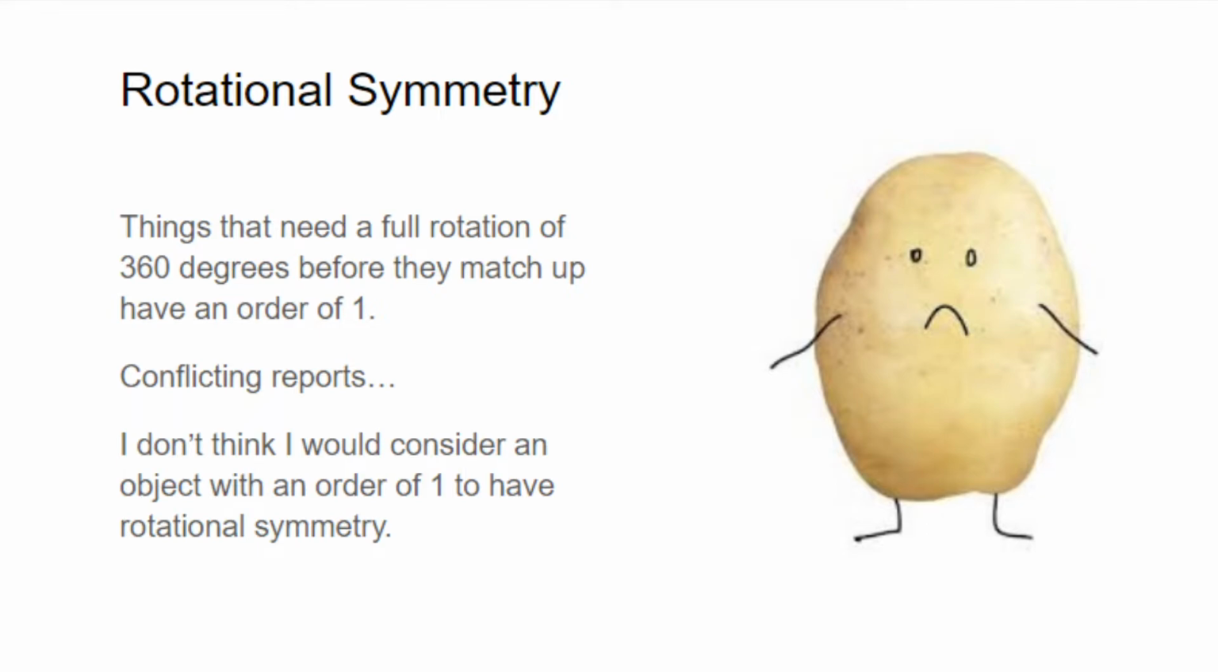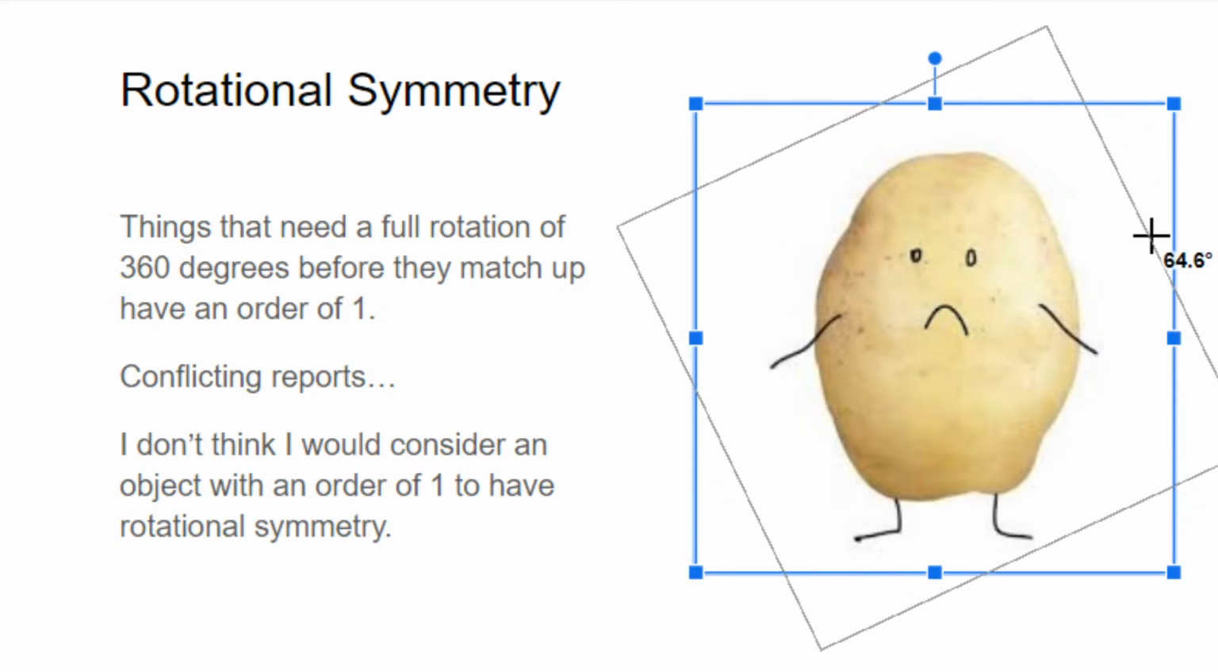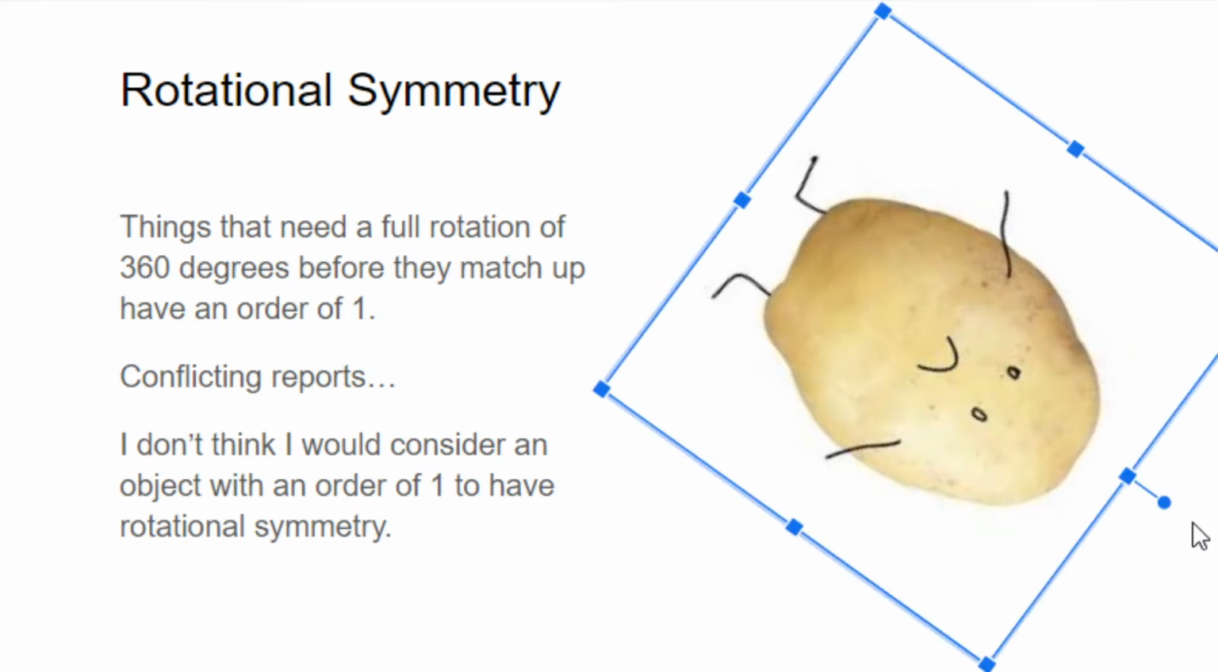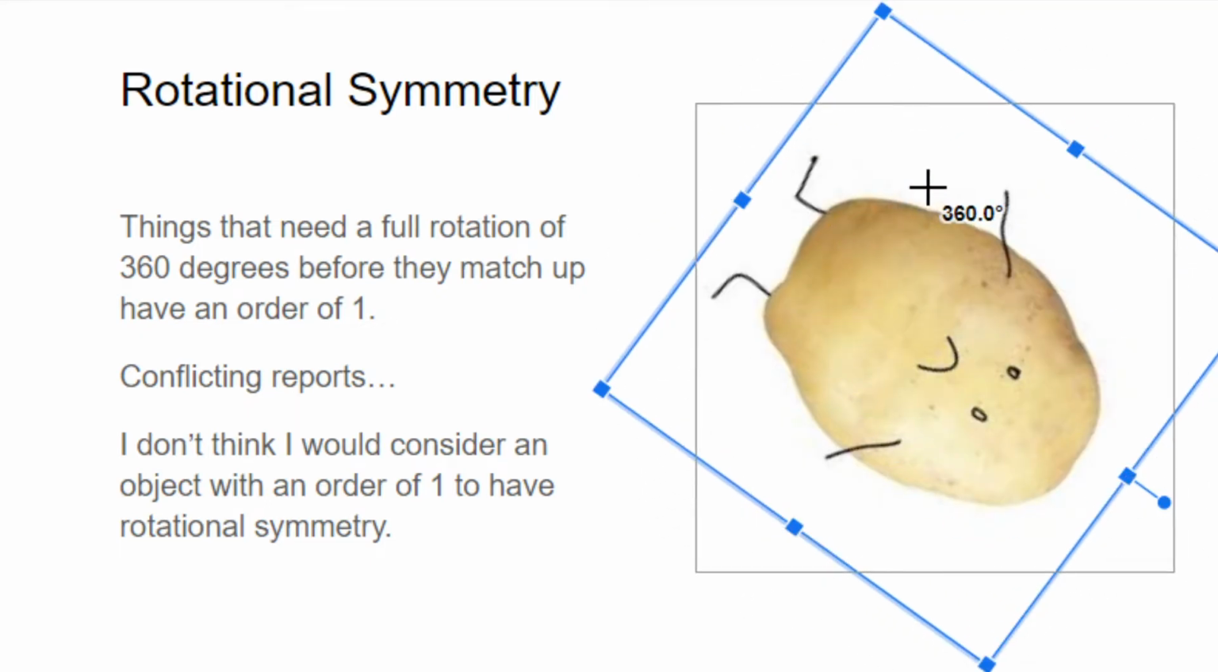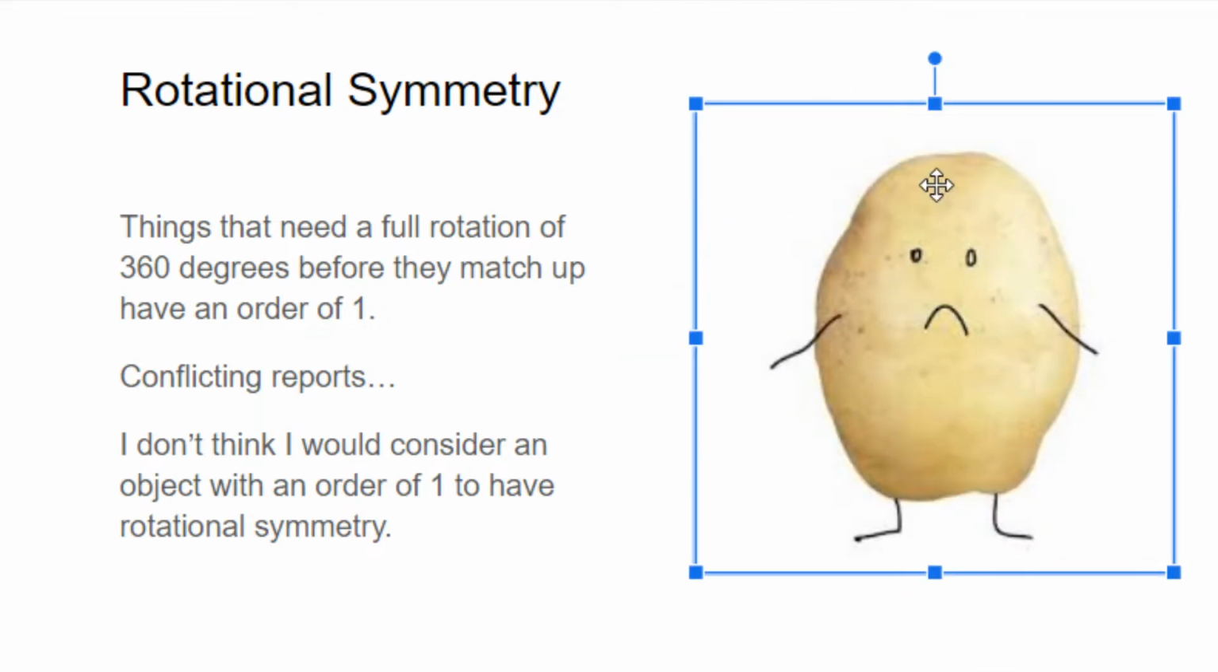But what I'm going to go with, what I've synthesized among the reports that I've read, is that it's possible to have an order of rotation of 1. It just means it doesn't have any symmetry. Like this little guy, if we flip him around, there's no point where he's going to line up until he's back to 0 degrees, right?